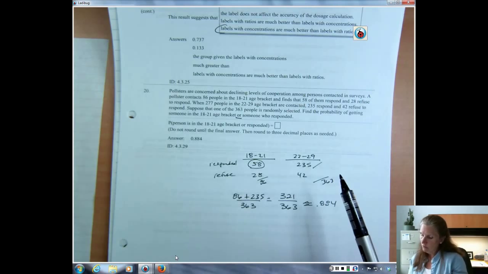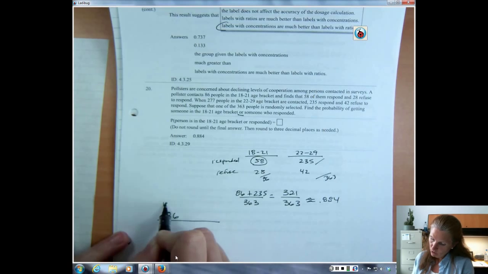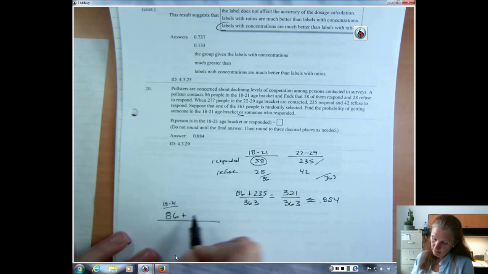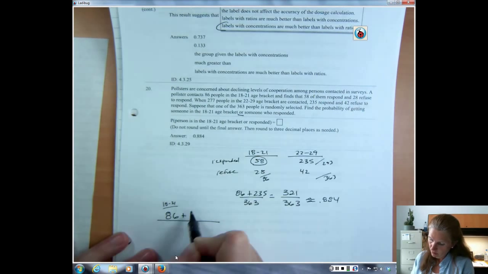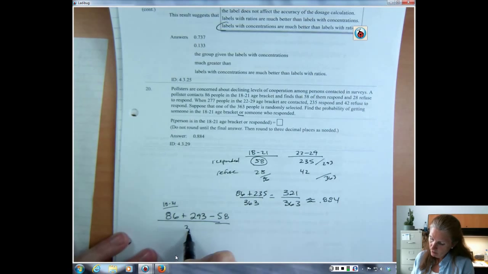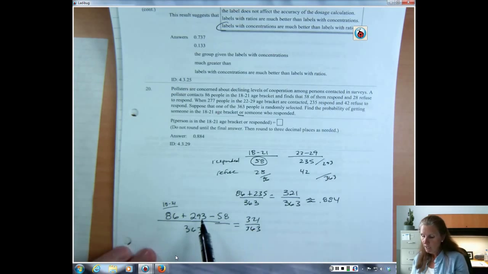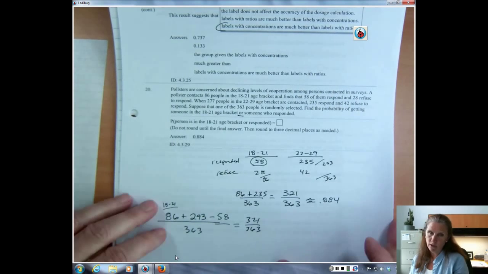And the way the book or other things will say to do it is they say do the 86 that were 18 to 21, then you add on the 58 plus 235, which is 293, and then you subtract off the overlap. And that's another way to get to the same answer, 321 over 363. But instead of doing that, I just don't add that overlap in the first place. Instead of taking it off at the end, I'm not counting that again because I already did. But that's going to get you the same answer. So if you do it that other way, that's fine as well.